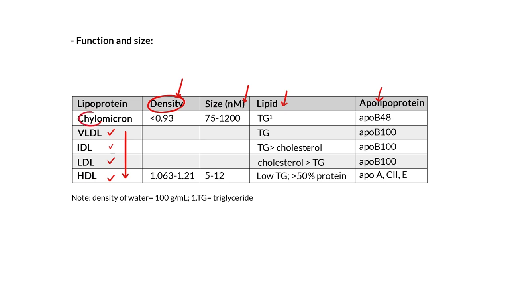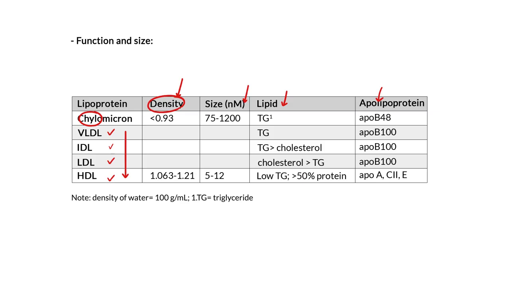Chyle is the fluid that you get out of the thoracic duct. And so chylomicron is a really great name because this is the only particle we absorb during all of digestion that doesn't go through the liver, but in fact bypasses the liver to go into lymphatics, which is why after you eat, the fluid coming out of the thoracic duct is creamy white.